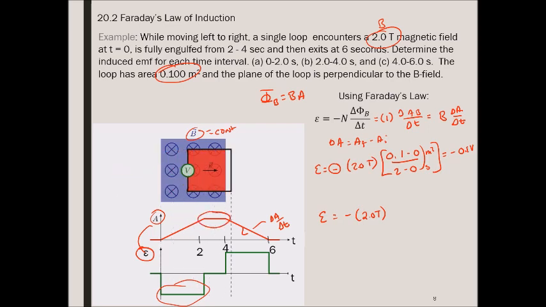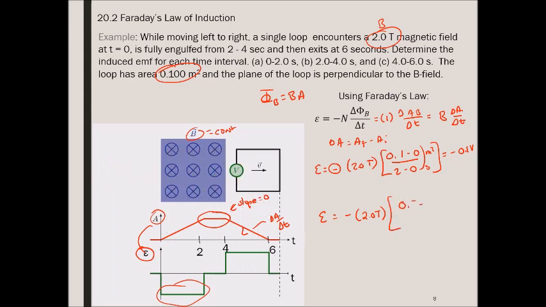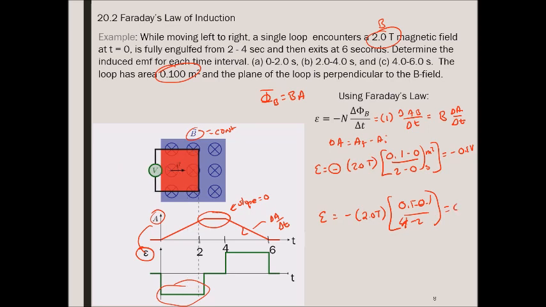Now in this area, the slope equals 0. So I get 0.1 minus 0.1, times 4 minus 2 seconds, is 0, because 0.1 minus 0.1 is just 0. So there's no voltage when the loop is in the magnetic field. Now see if you can figure out what the EMF is. This is going in and exiting. So see if you can see what the EMF is on exit.